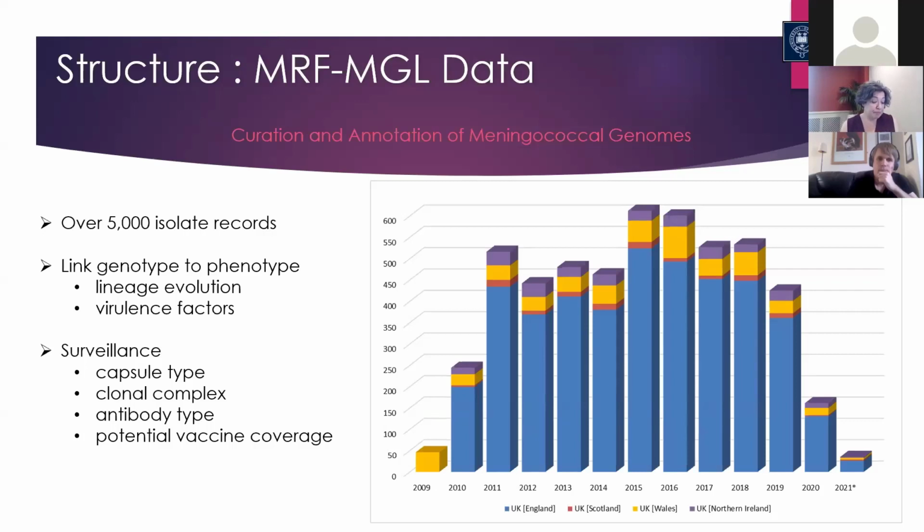So currently, the genome library has over 5,000 meningococcal genomes that have been recovered from IMD cases here in the UK. And it also serves as a sentinel surveillance, as Jane mentioned earlier, for a lot of the disease that is occurring in the UK. And a lot of the surveillance things that are looked at are everything from the capsule type to the clonal complex, but we're also starting to capture antibody information, vaccine coverage information within that as well.